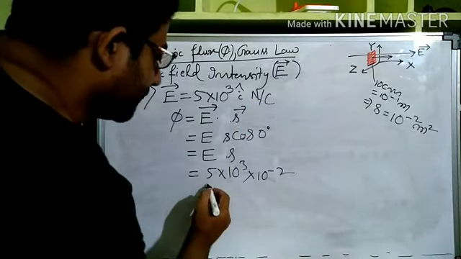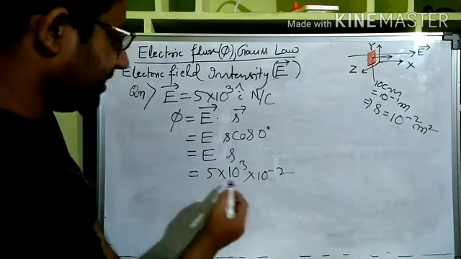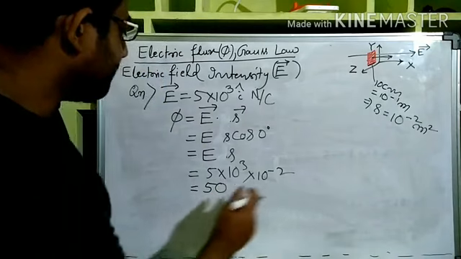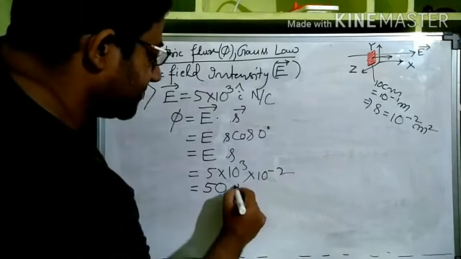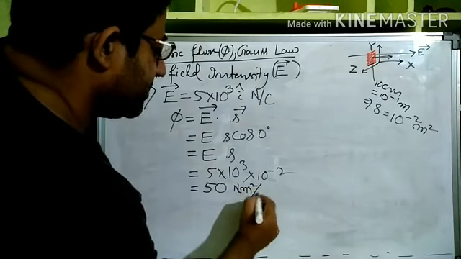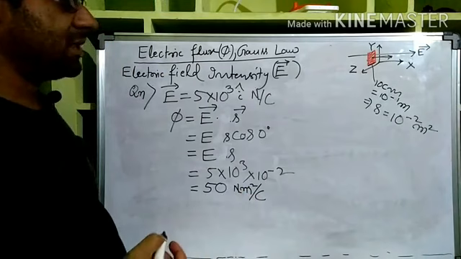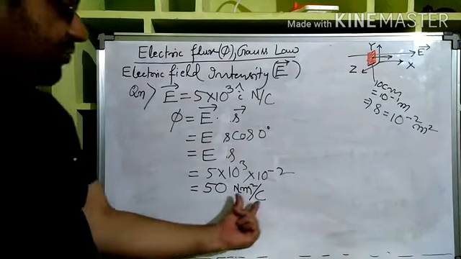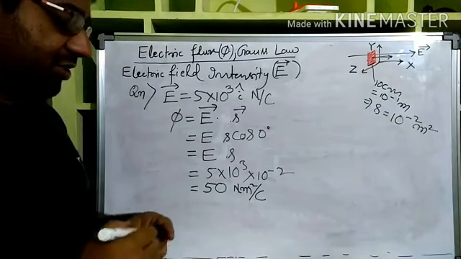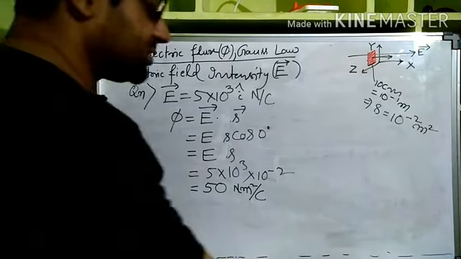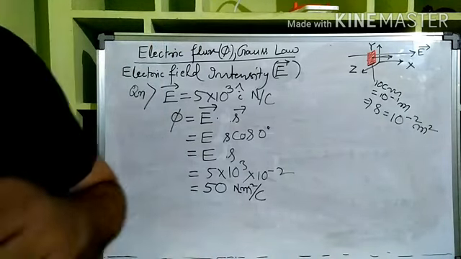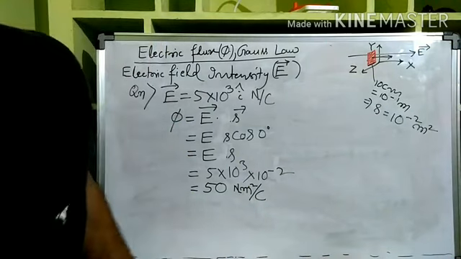Is it clear? So 5 into 10 to the 3, that's E into S. So this is equal to how much? 50, right? And what's the unit of phi? Yes, Newton meter square per Coulomb. Clear to everybody? See, if you miss this unit, half mark will be lost according to your CBSE rules. The units must not be missed. Okay. The next part of the question we'll take up here only.